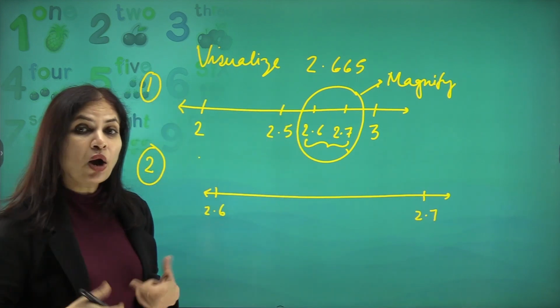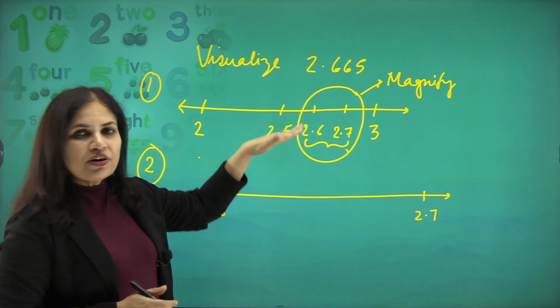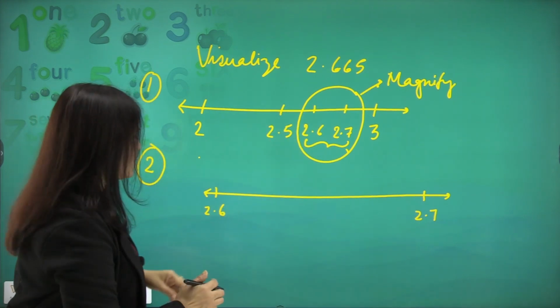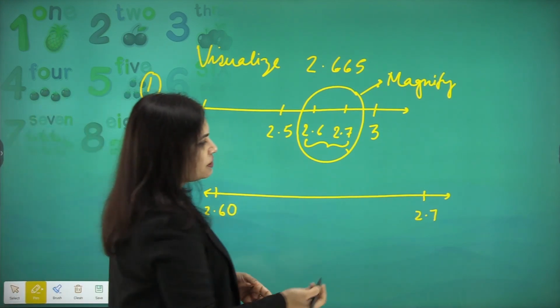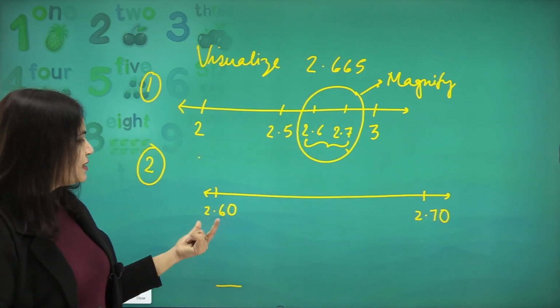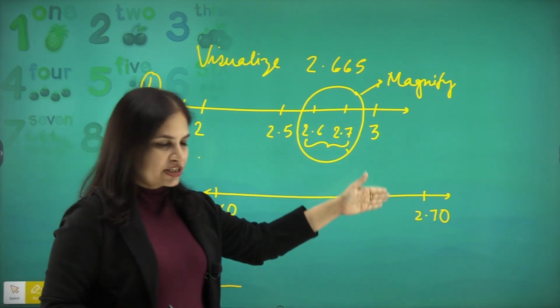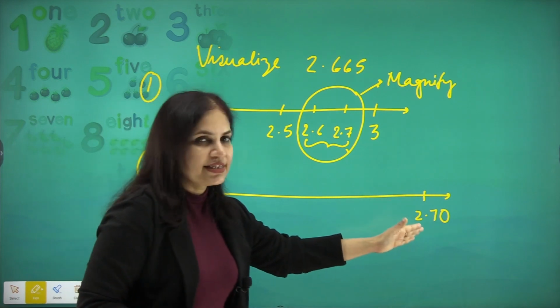But how do we magnify it? Very simple method. In the first step, I have only one digit after the decimal point. In the second place, you just add one more digit to the decimal place by inserting a 0. This divides my number line into 10 equal sections, starting from 2.60 and ending in 2.70.